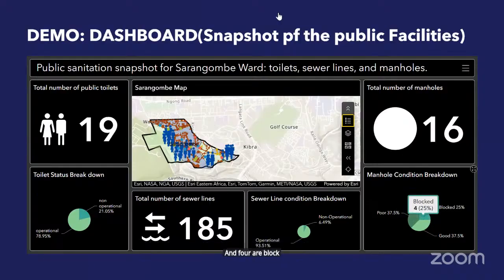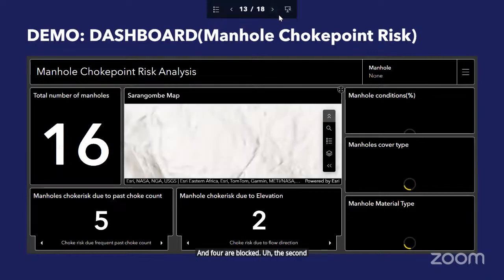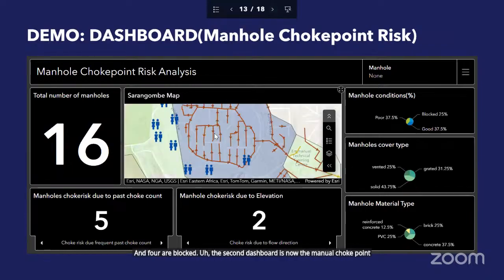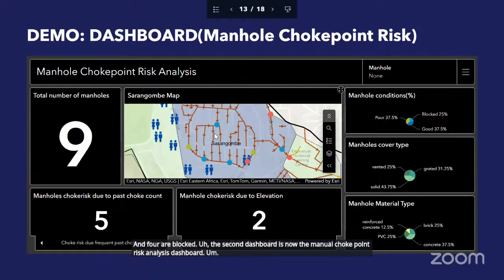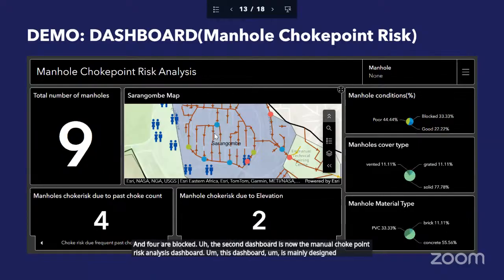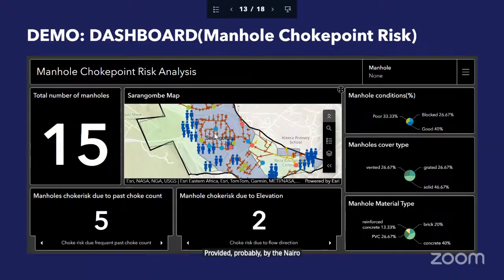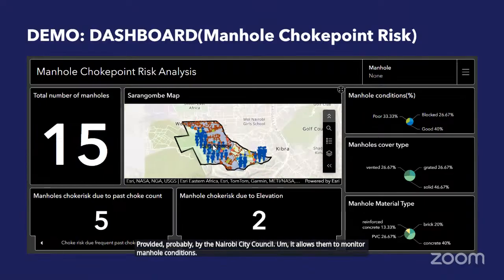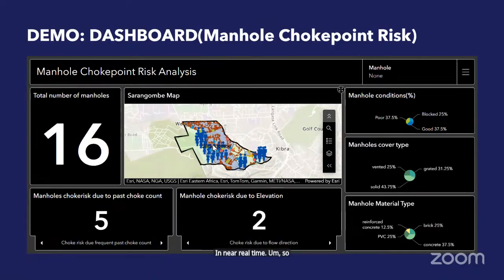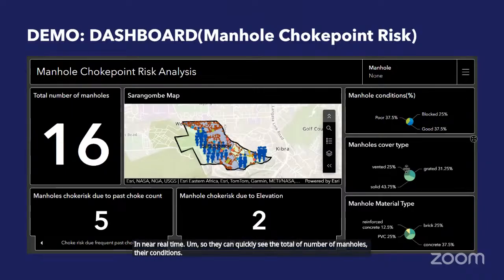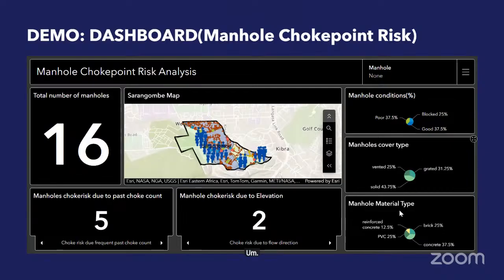The second dashboard is now the manhole choke point risk analysis dashboard. This dashboard is mainly designed for the maintenance teams, provided probably by the Nairobi City Council. It allows them to monitor manhole conditions in near real time. So they can quickly see the total number of manholes, their conditions, their cover types, whether they are blocked, and what the material type is. It also highlights where choke risk exists.